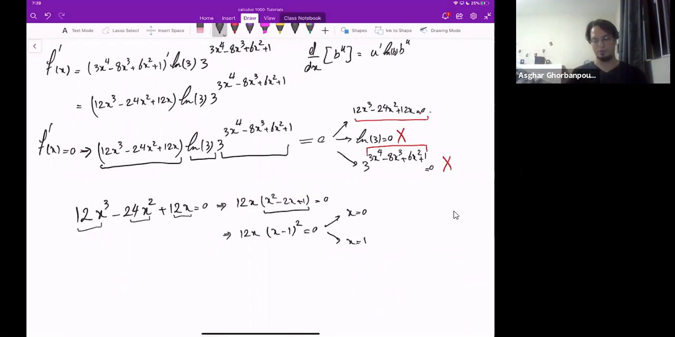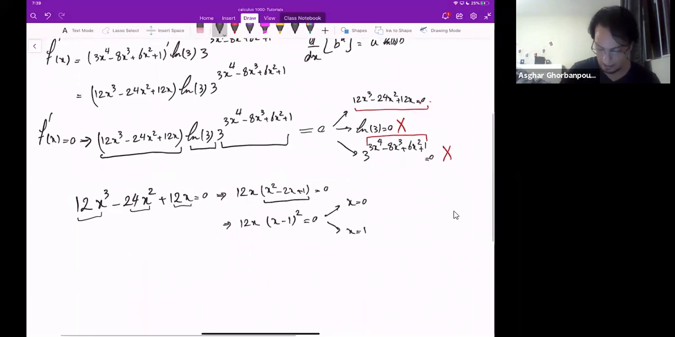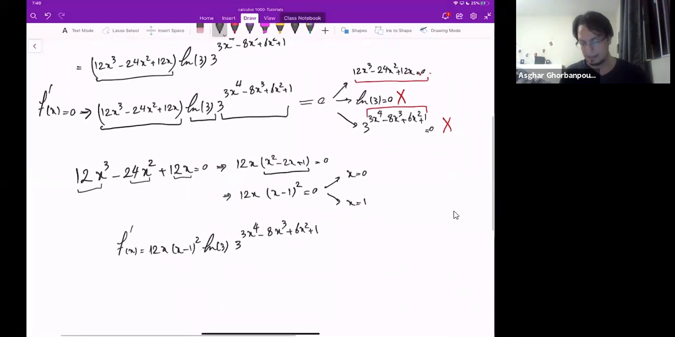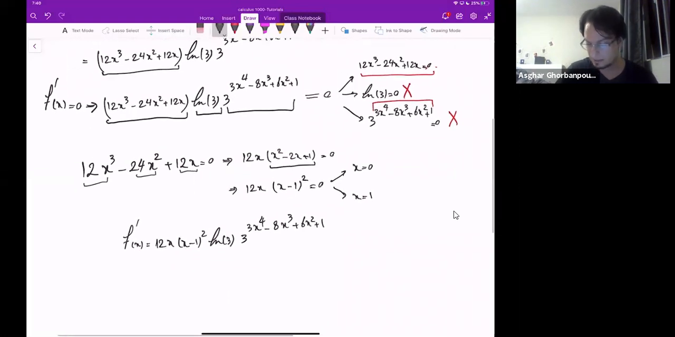So let me rewrite everything, because I factored this piece: f prime is 12x times (x minus 1) squared times ln 3 times 3 to the power of 3x to the power 4 minus 8x cubed plus 6x squared. For a minute, I will get back to this. And then we saw that these two are critical points.